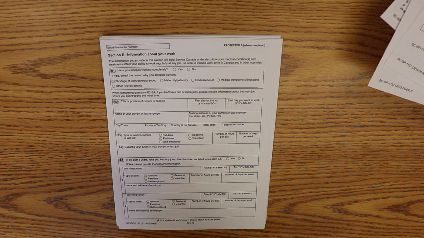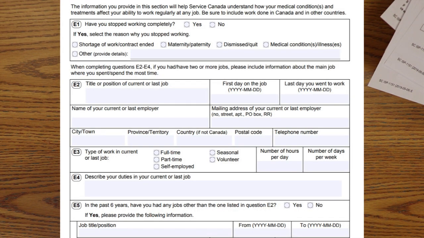Information about your work. The information you provide in this section will help Service Canada understand how your medical condition and treatments affect your ability to work regularly at any job. Please be sure to include work done in Canada and in other countries.